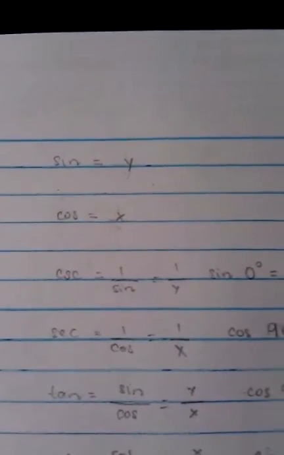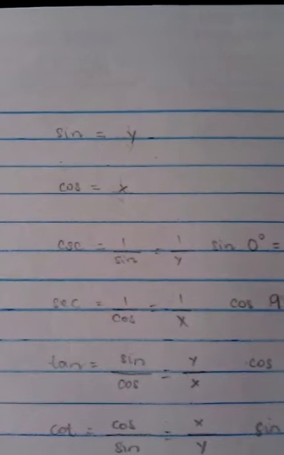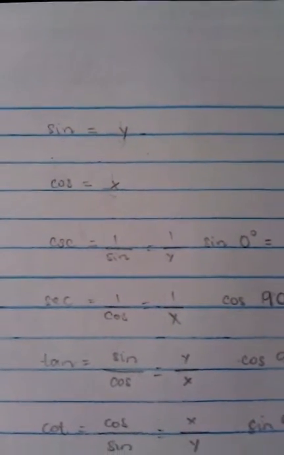Also, we'll explain why sine and cosine do not have an asymptote, but the other four trig functions do. I will use the unit circle ratio to explain this. First, we'll look at sine.